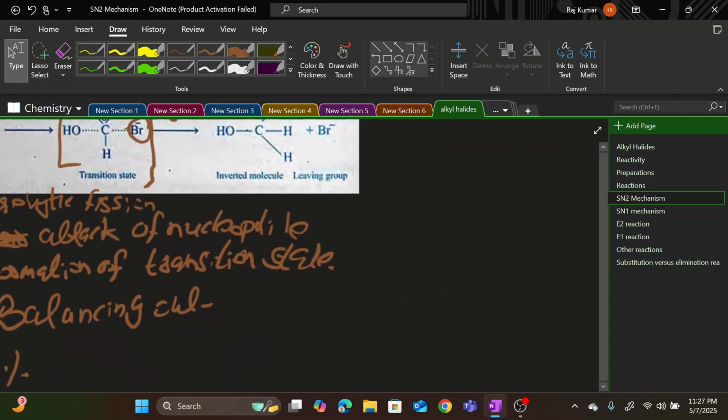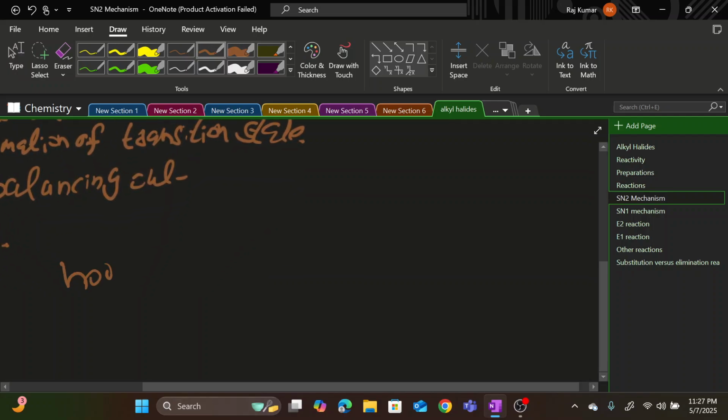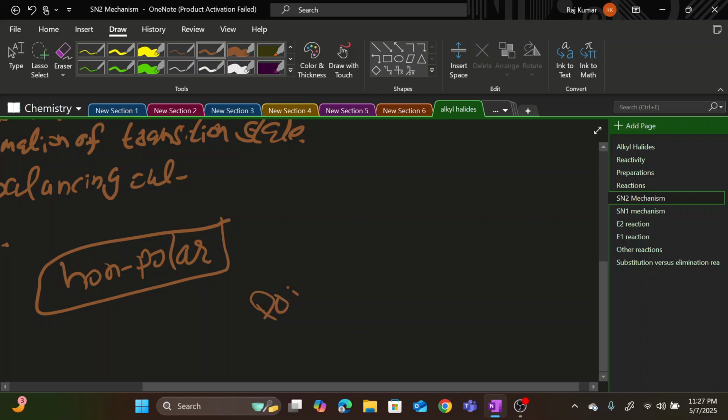So that's all about this reaction, and it is favored in non-polar solvent, because the reaction is so violent. It is only favored in non-polar solvent. And now another important thing: primary alkyl halides prefer the SN2 mechanism, and tertiary alkyl halides prefer the SN1 mechanism. Why is that so?